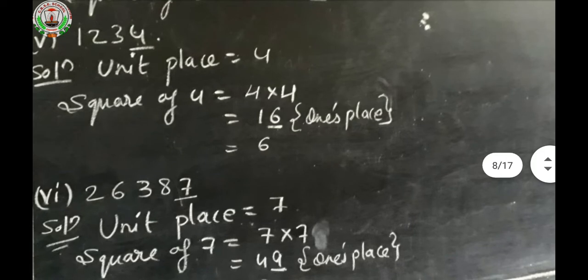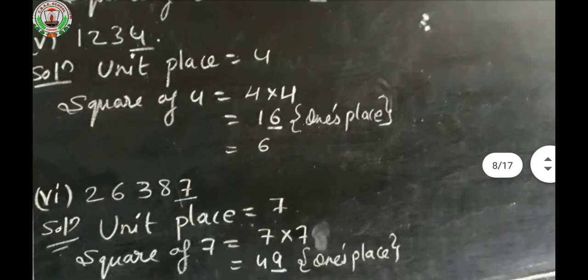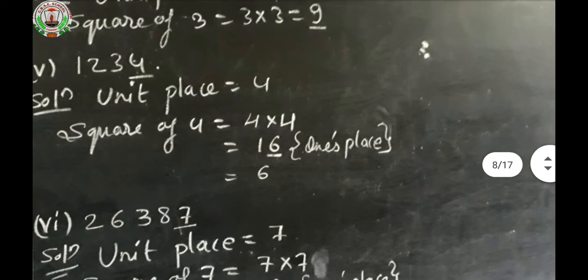So what will be the answer? Which value do we have to see? We have to see the ones place value, that is 9. So what will be the square of 7? 49 and its unit place is 9. So hope you people have understood this question.